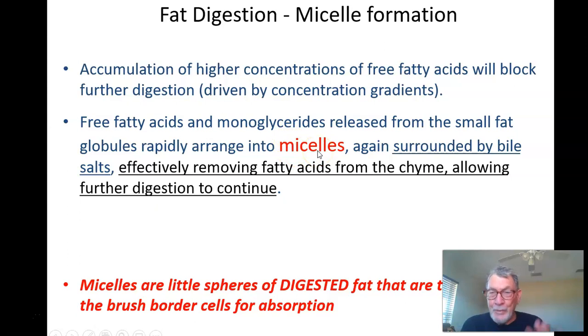Now, this is where it becomes a pain in the butt for people trying to learn the fat digestion thing. You get a big blob, you emulsify it into little blobs with bile, you digest it, and then you put it into a third blob called micelles. These are digested fats ready to be absorbed.